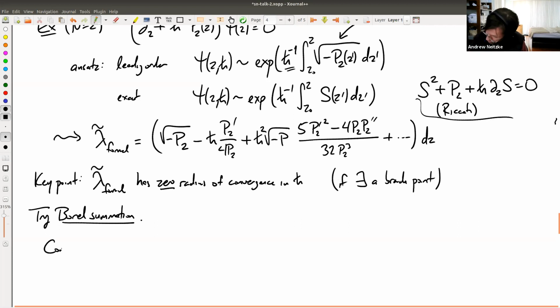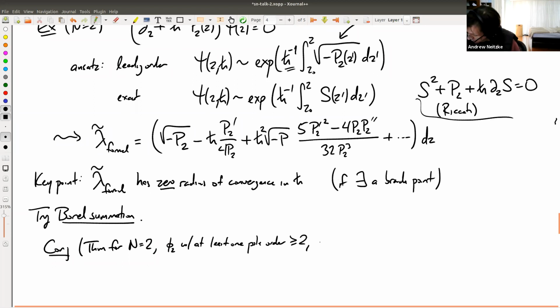So in general, I have to say it as a conjecture, but it's a theorem when I put enough conditions. So it's a theorem for n equals 2, phi2 with at least one pole of order greater than or equal to 2, and theta a generic phase, so not a BPS phase. So I'm going to say the general conjecture, but I'm just saying it's not completely nuts. It is a theorem in one case, an important case.